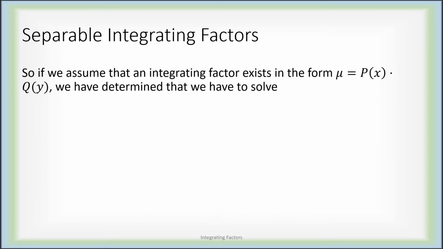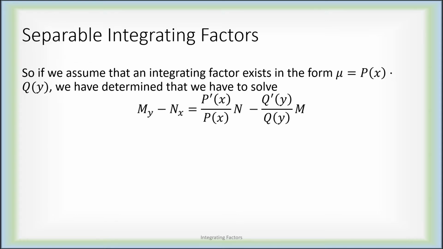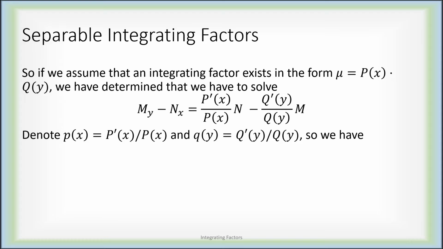So if we assume first, an integrating factor exists, and second, it can be separated as p of x times q of y, we've determined that what we have to solve is this right here. Now let's denote little p of x to be P prime over P for the capital P, and little q of y to be capital Q prime over capital Q. So now we have this expression right here, m sub y minus n sub x, which is something you can simply compute from your original problem, should be equal to little p of x times n minus little q of y times m.